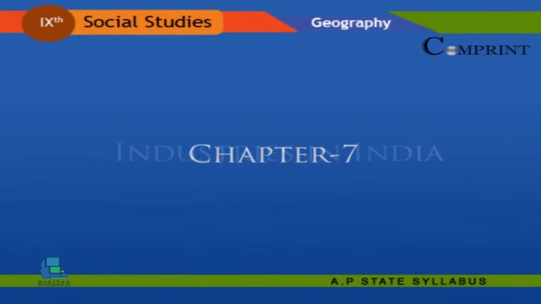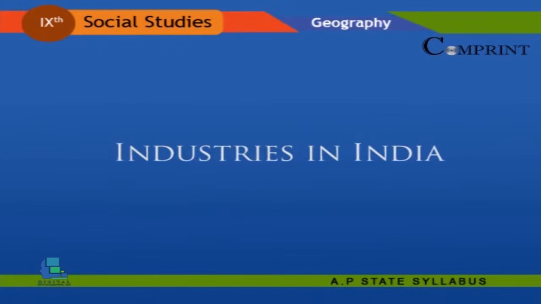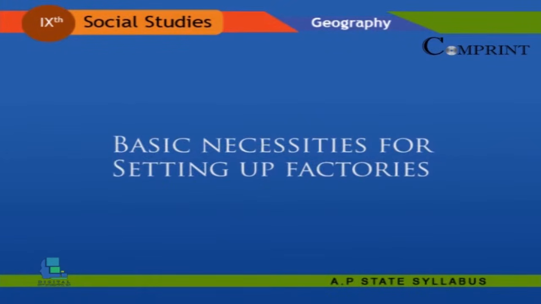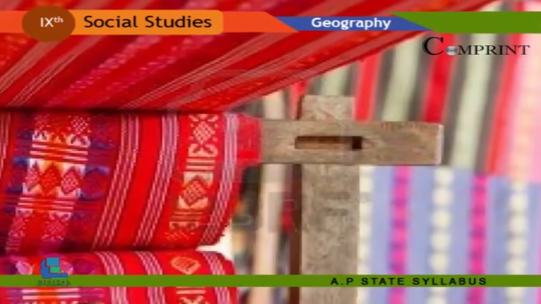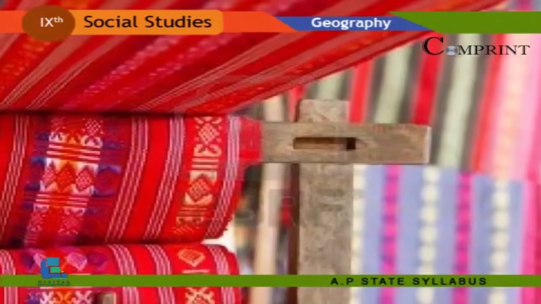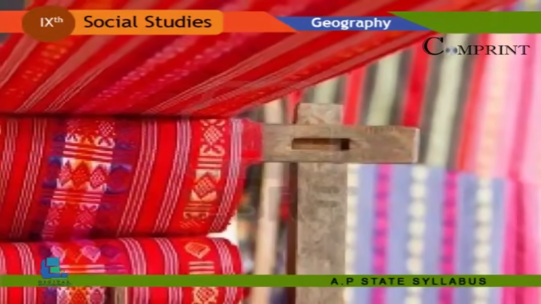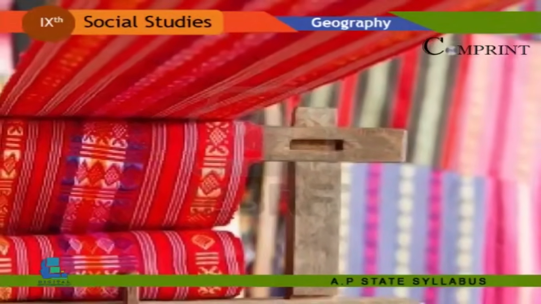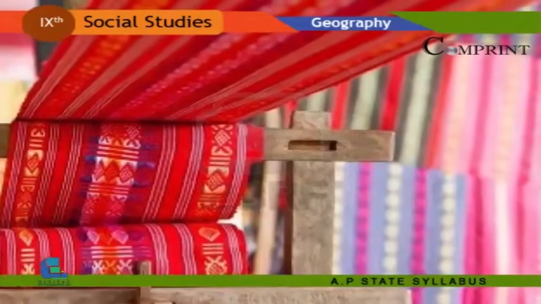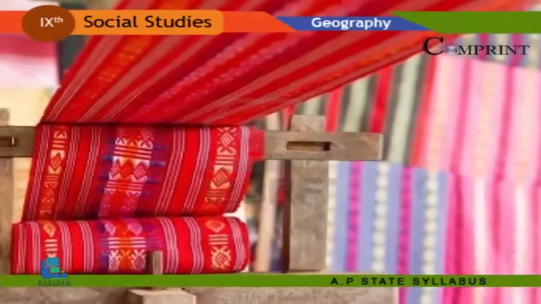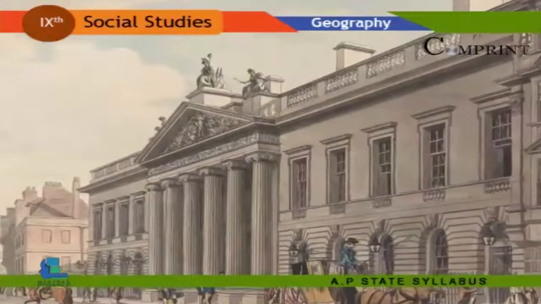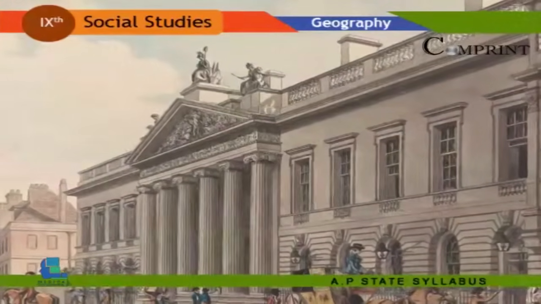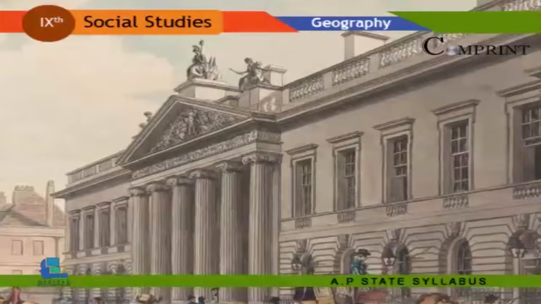Chapter 7: Industries in India. Basic necessities for setting up factories. India's main industrial activity for a long time was handicrafts, particularly textile goods. Under the colonial rule, barring a few industries, India could not develop a sound industrial base. After 1947, India began many initiatives to promote industrial activities in the country.